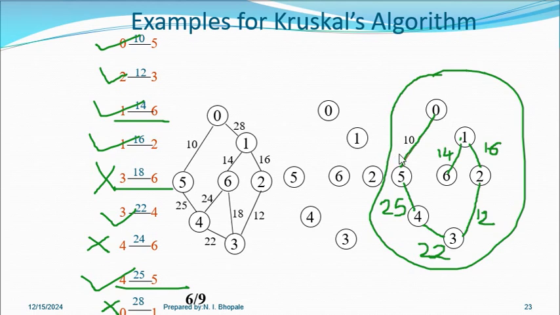After summing all these values, that is 10 plus 24 plus 22 plus 12 plus 16 plus 14, the total weight we get is nothing but the answer for this Kruskal algorithm.